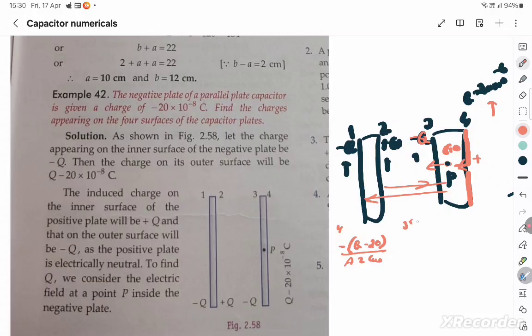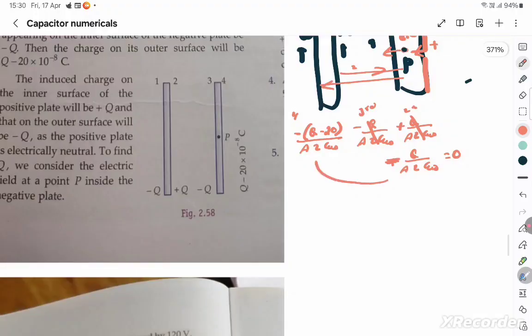Let's talk about the third plate. Again, it's minus Q by A into 2 epsilon naught. Let's consider due to the second plate, it's plus Q by A into 2 epsilon naught. This and this get cancelled. Let's go to the first plate. First plate is again minus Q by A into 2 epsilon naught. And the net electric field at this point has to be 0. Therefore, this becomes equal to this.